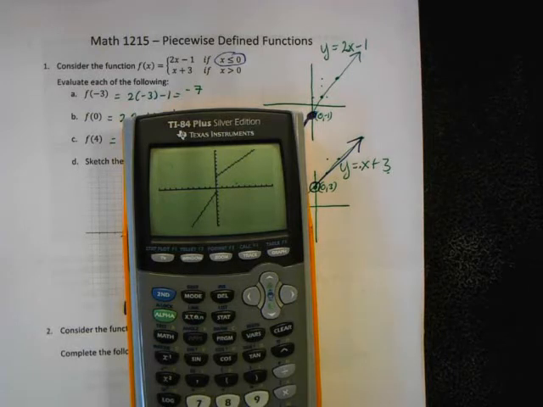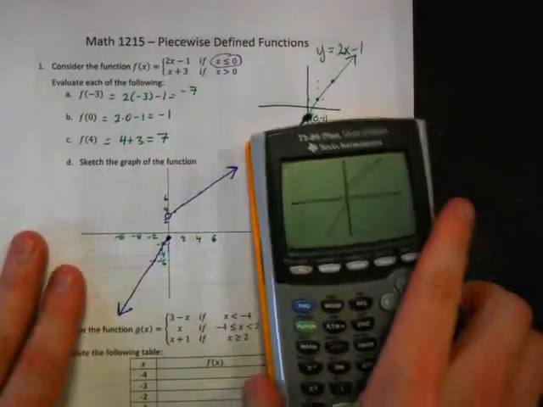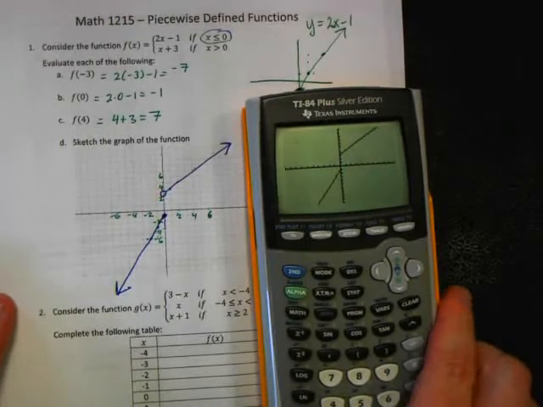Now, the calculator does a pretty good job, but the calculator does make a mistake. How is the calculator's graph different from my graph?